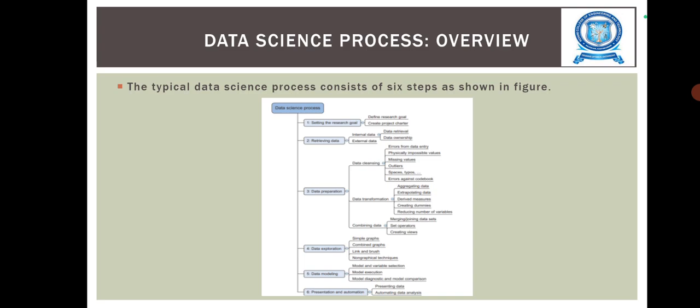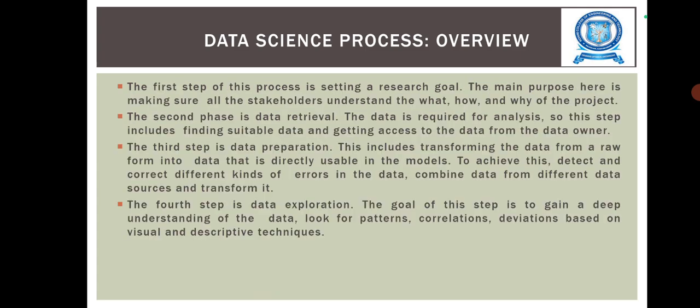Data science process overview. The typical data science process consists of 6 steps through which you will iterate, as shown in the figure. There are 6 processes. First one is setting the research goal, retrieving data, data preparation, data exploration, data modeling, presentation and automation. In this diagram, the first step of this process is setting a research goal. The main purpose here is making sure all the stakeholders understand the what, how and why of the project. In every serious project, this will result in a project charter.